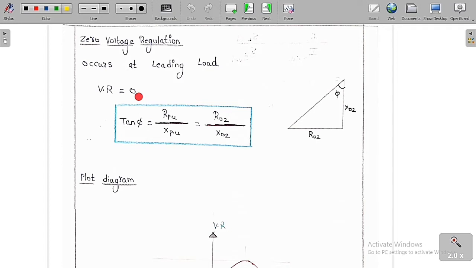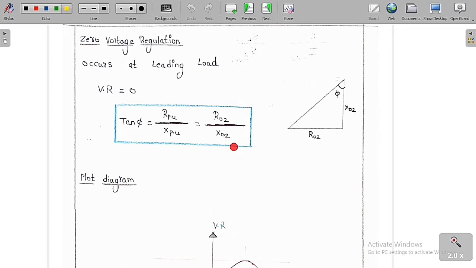So if we equate to 0, then finally we are going to get tan phi is equal to r per unit by x per unit. R per unit is equal to r naught of 2 by z base and x per unit is equal to x naught of 2 by z base, so we get r naught of 2 by x naught of 2. Previously you made the angle phi here, but now shift the angle to this side. So this is r naught of 2, x naught of 2, and tan phi is equal to r naught of 2 by x naught of 2, or simply r per unit by x per unit. So the power factor angle phi is equal to tan inverse of r naught of 2 by x naught of 2. At this leading power factor angle, we are going to get the zero voltage regulation.